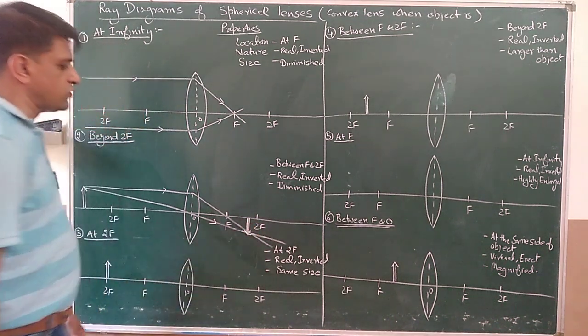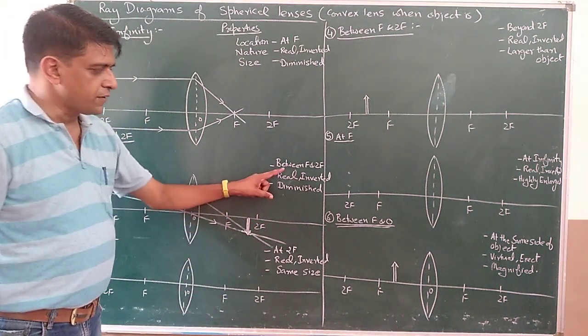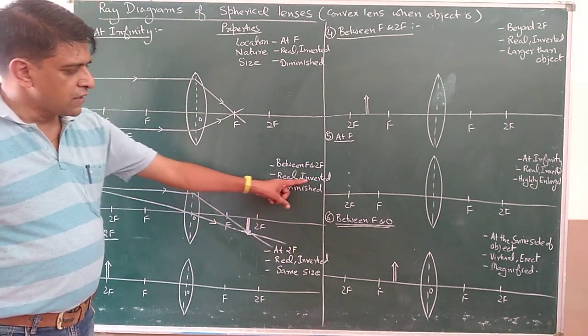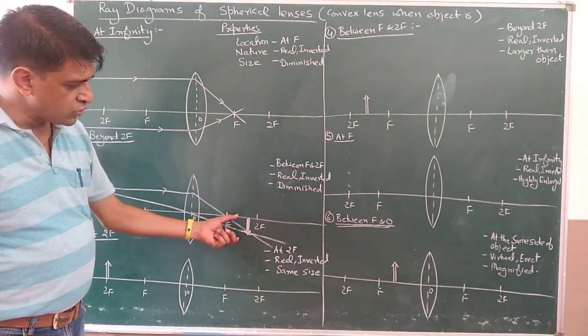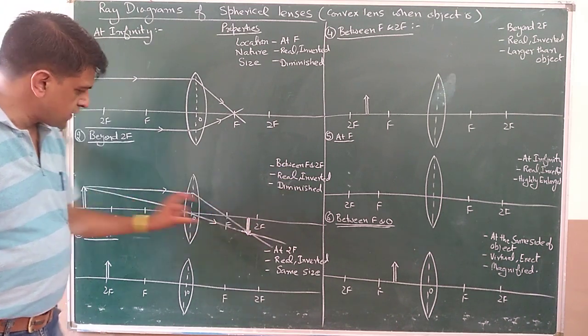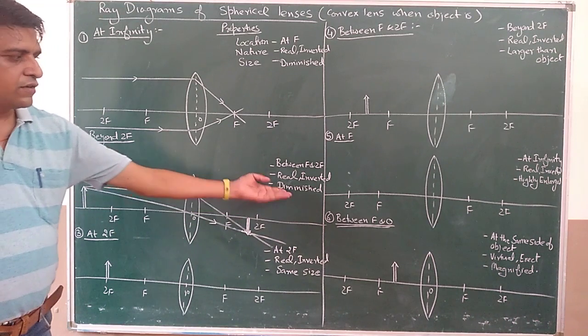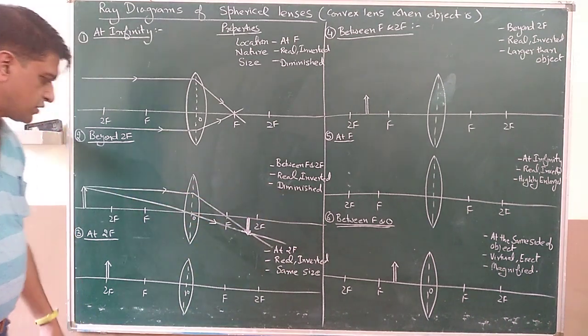And what are the properties of this image? First property, it is between F and 2F. It is real and inverted because these light rays are actually intersecting, and the size, as compared to the object side, is smaller. That's why we will write it is diminished.